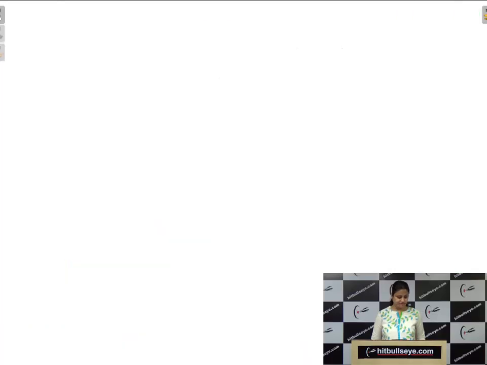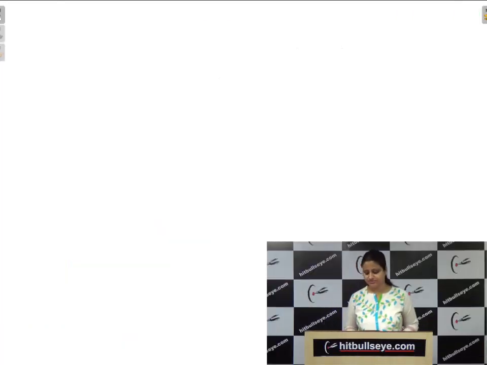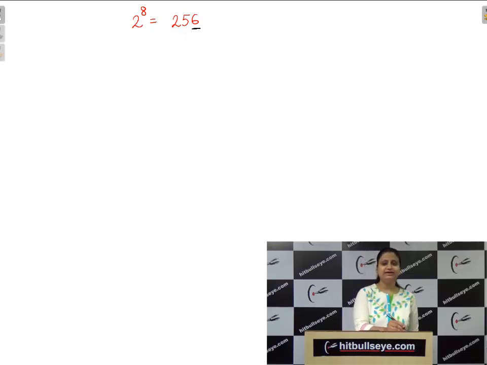Before starting this topic, let us take a smaller example. Suppose my question is how to find the last two places for 2 raised to power 8. As we know, 2 raised to power 8 is a manageable thing. 2 raised to power 8 is nothing but 256. So what is the unit place here? That is 6. So what is the answer here? That is 6.